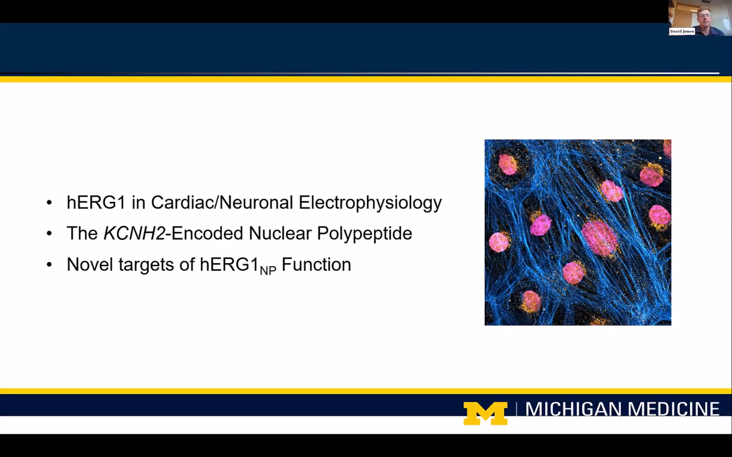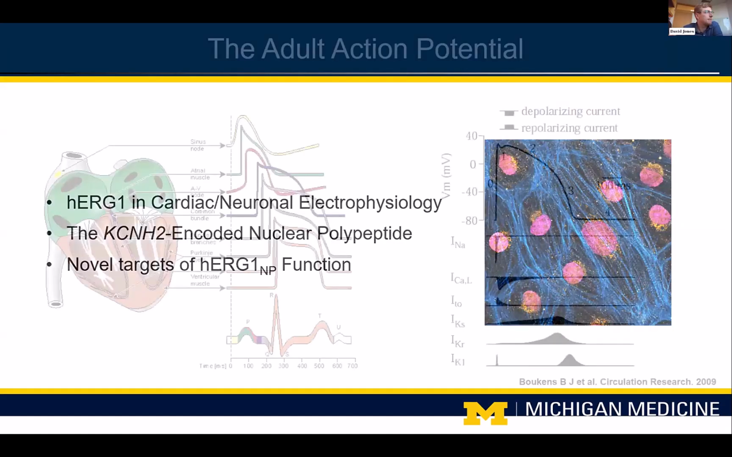I'll start out and I'll give a background of what we know about hERG1 and what it does in cardiac and neuronal electrophysiology and kind of what the differences are in functionality there. And then I'll dive into our stuff with this piece of the channel that goes inside the nucleus and some of the work that we're doing to try and figure out what the targets of hERG1P function are in cardiomyocytes.